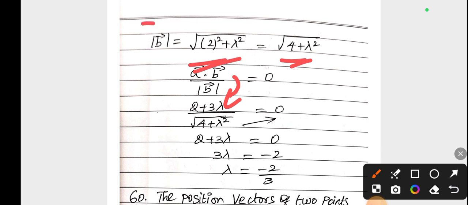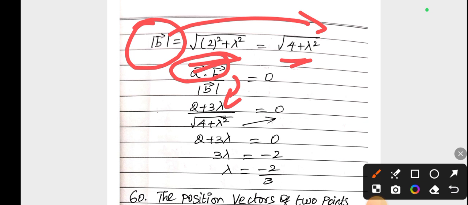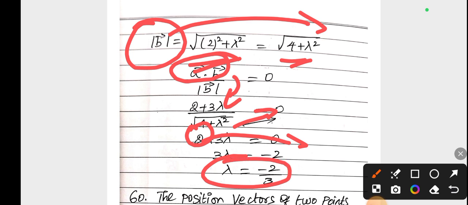Super. Magnitude of B vector separately we found: root over 4 plus lambda square. Again super. That is equated with 0. Children, directly also we can apply. I found A vector dot B vector separately, and magnitude of B vector separately. Division goes across, multiplication: 0 into anything is 0. Plus 2 goes across, minus 2. Then 3 lambda is minus 2 now. Then lambda is minus 2 by 3.